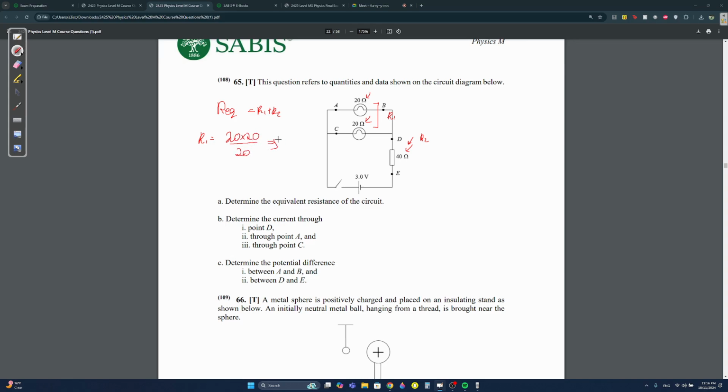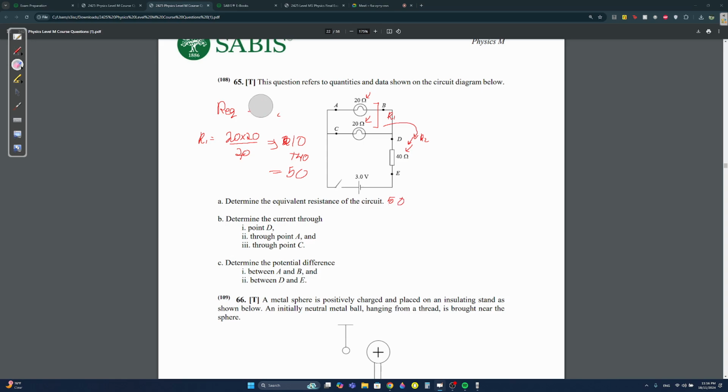So here you're going to get 400 over 40, sorry, so you're going to get 10. So R1 is 10, and we're going to add that to R2. So 10 plus 40 is equal to 50. So our equivalent resistance is 50.